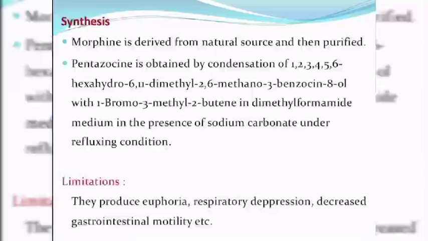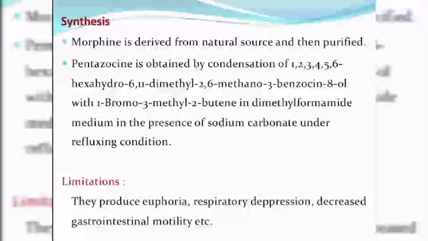And how are we going to synthesize this? Morphine is derived from natural sources and then purified. From this, various analogues are prepared. We are going to further derive this naturally obtained morphine and convert it into various different analogues. And the next one is pentazocine.